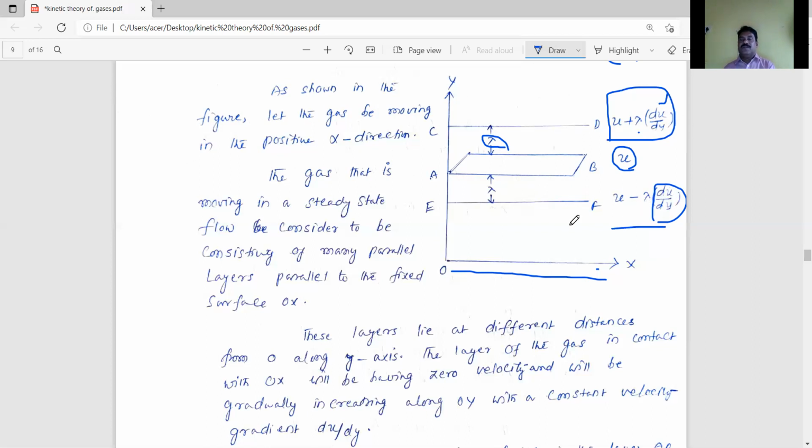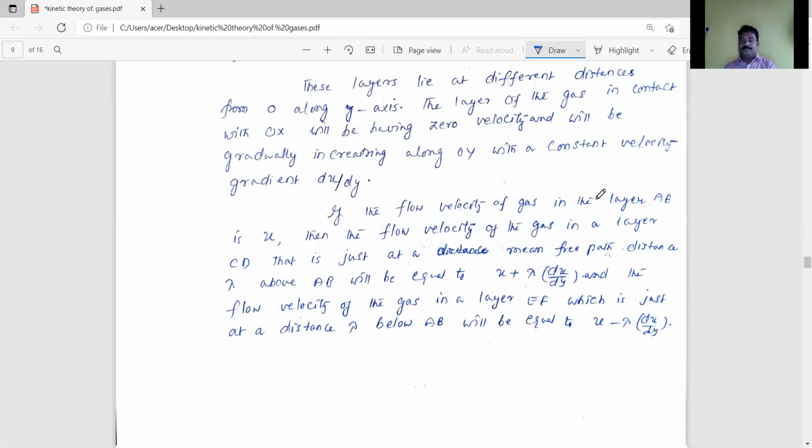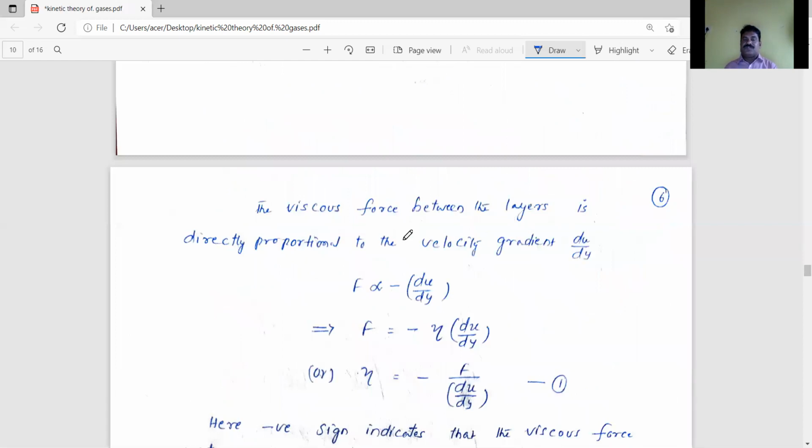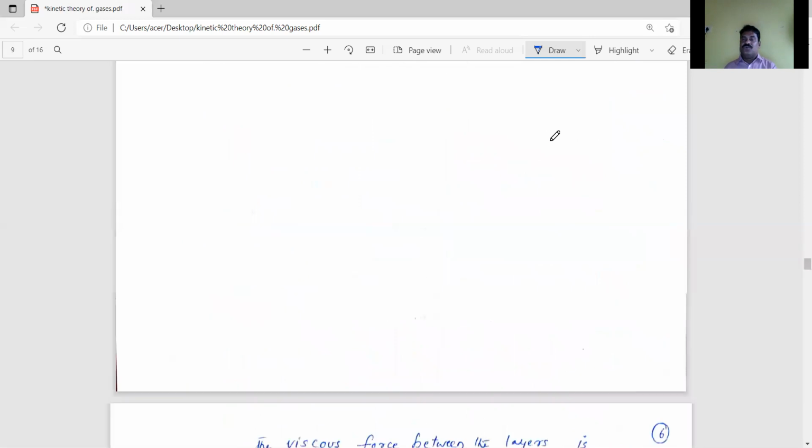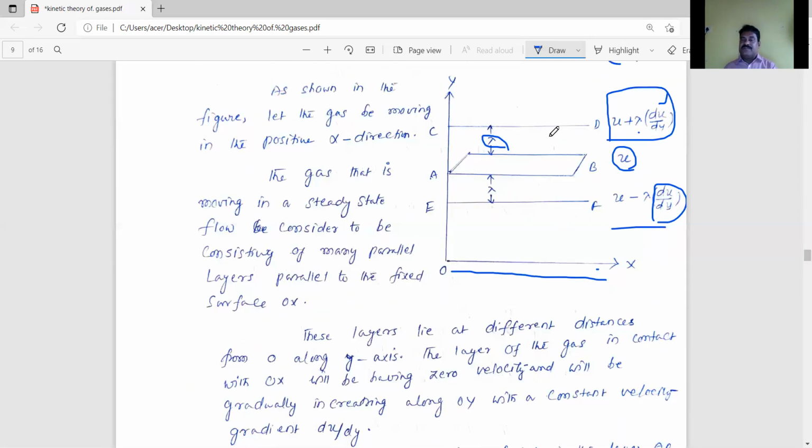So like this, you have taken three layers and you have written the velocity of these three layers. Okay. Now, what will happen? The viscous force which arises in between these layers is directly proportional to the velocity gradient du by dy. Because of the differences of the velocities in between these layers, a viscous force will arise.